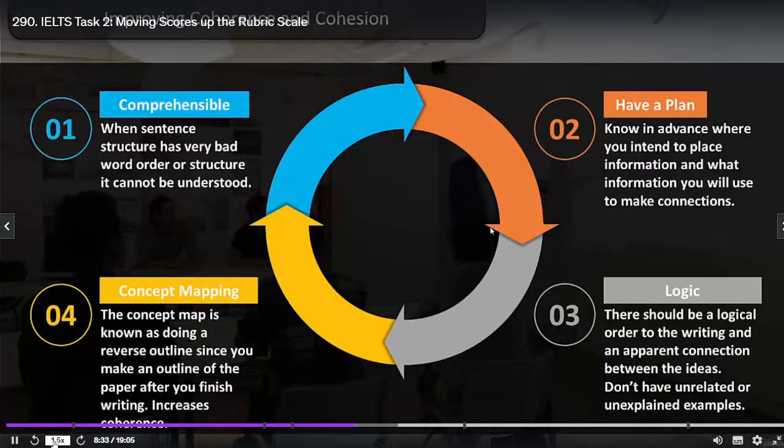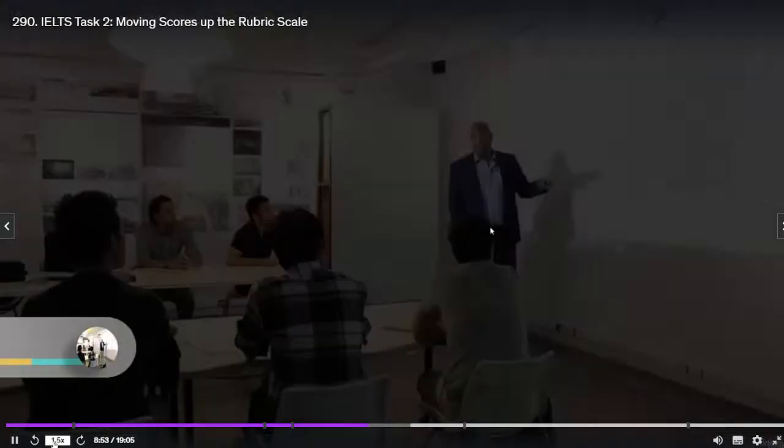And with a reverse outline, that means really the best way to do this, go back and look at some of the old essays that you've written. And from the essay that's already written, try to reverse engineer an outline and see if it's really a coherent outline. That will help you to be able to look at yourself and what you're doing.